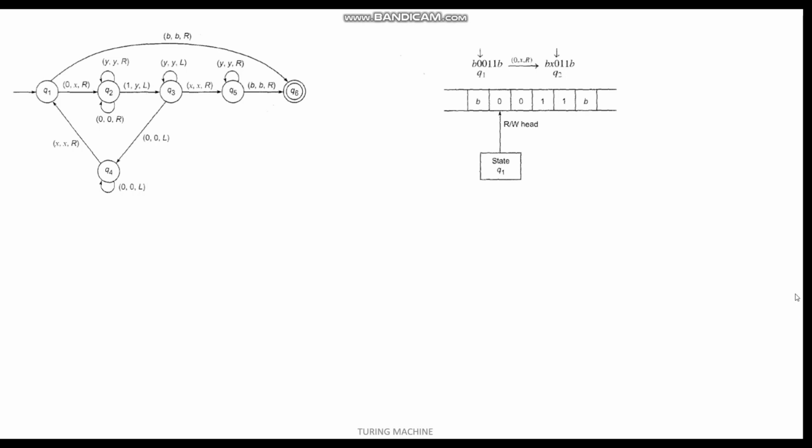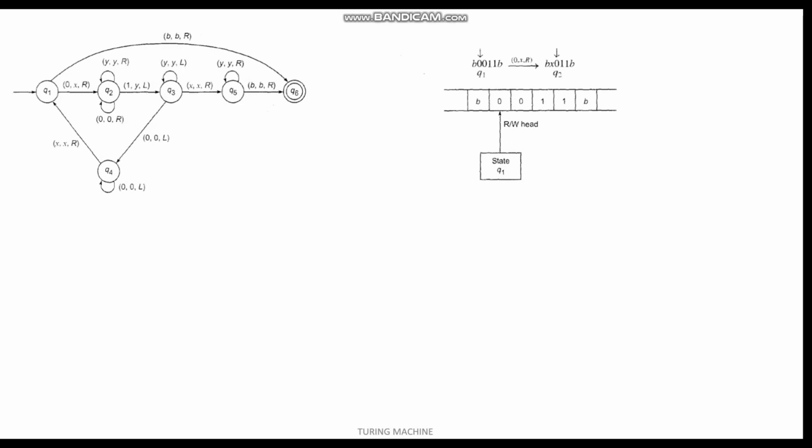Now we are going to discuss a few examples of transition diagrams and we will check the acceptability of a string for a given program. So here we can see that the transition diagram is given for the Turing machine. In this case, all the states are represented by the vertices and we have a few directed edges like this and this. These directed edges represent the transitions of the states.